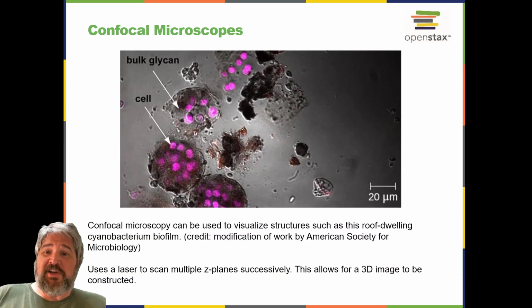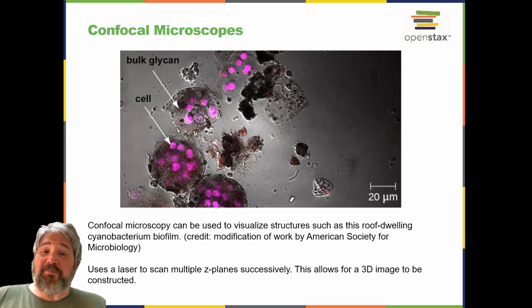Confocal microscopes. Whereas other forms of light microscopy create an image that is maximally focused at a single distance from the observer, the depth or the z-plane, a confocal microscope uses a laser to scan multiple z-planes successively. This produces numerous two-dimensional high-resolution images at various depths, which can be constructed into a three-dimensional image by a computer.